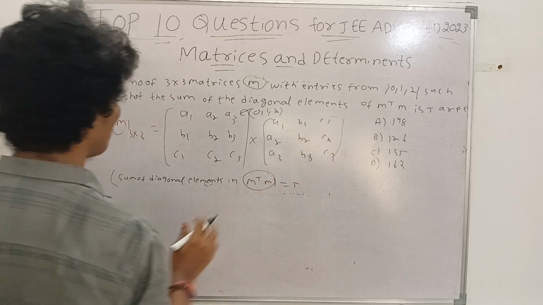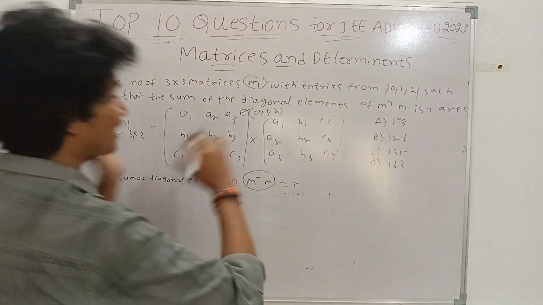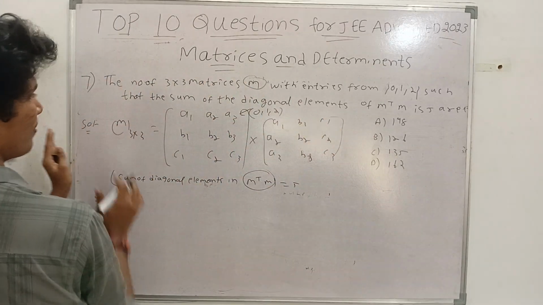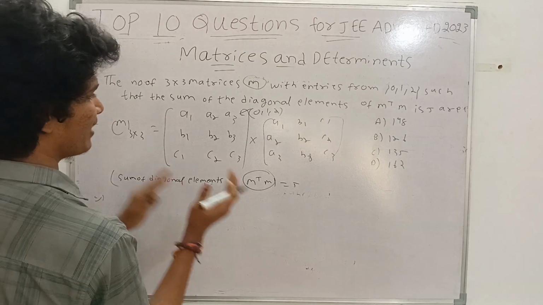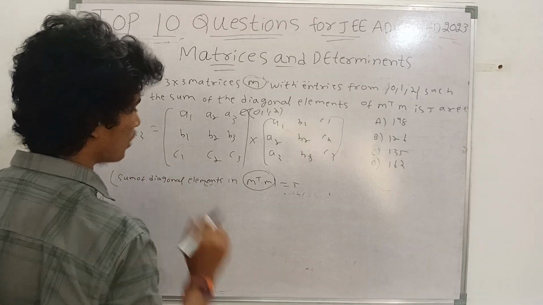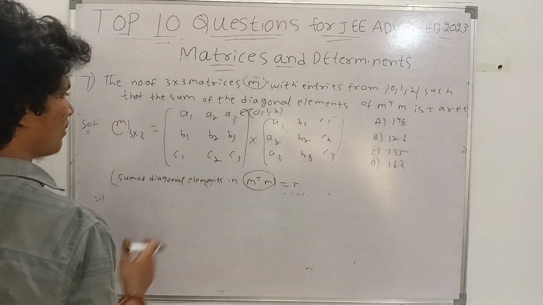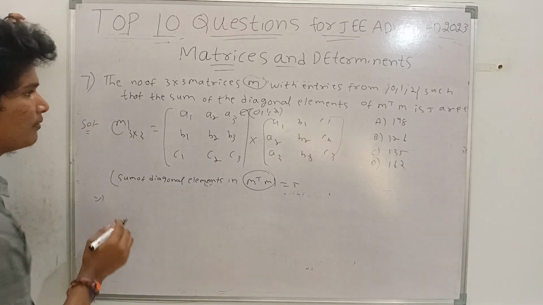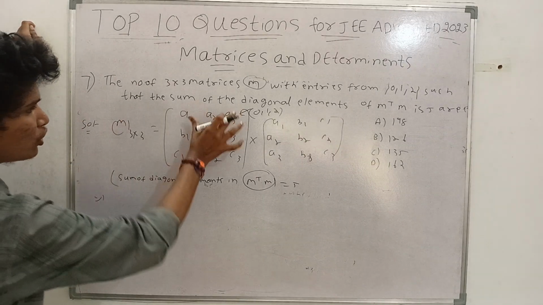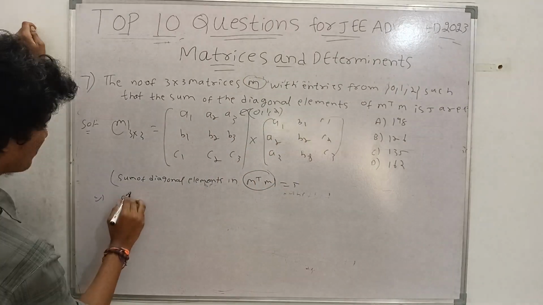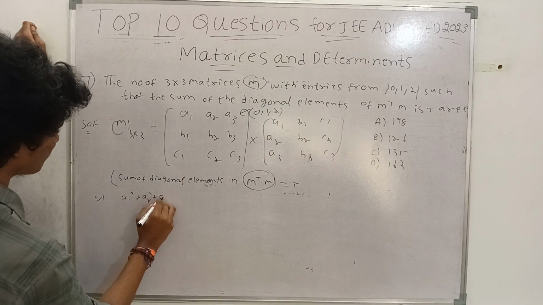So I have to multiply these things. Basically the reverse order: this matrix should be here. I am repeating, this matrix should be here because it is very important to understand. Now I have to multiply these two things. When I multiply, what will I get? These things should be multiplied to these things. So A1 square plus A2 square plus A3 square.